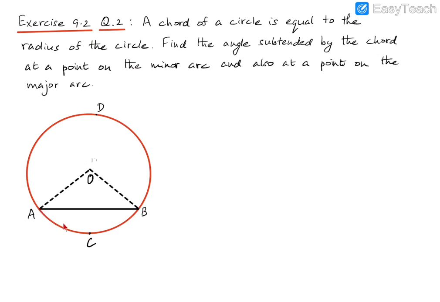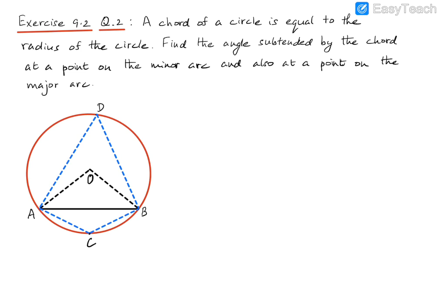So we need to join AC and BC and find the angle ACB, and also we need to join AD and BD and find the angle ADB. That is what we are asked to find. So let us join AC and BC. We have AC over here and BC over here. Similarly, we can join AD and BD. Okay, so we have now joined.